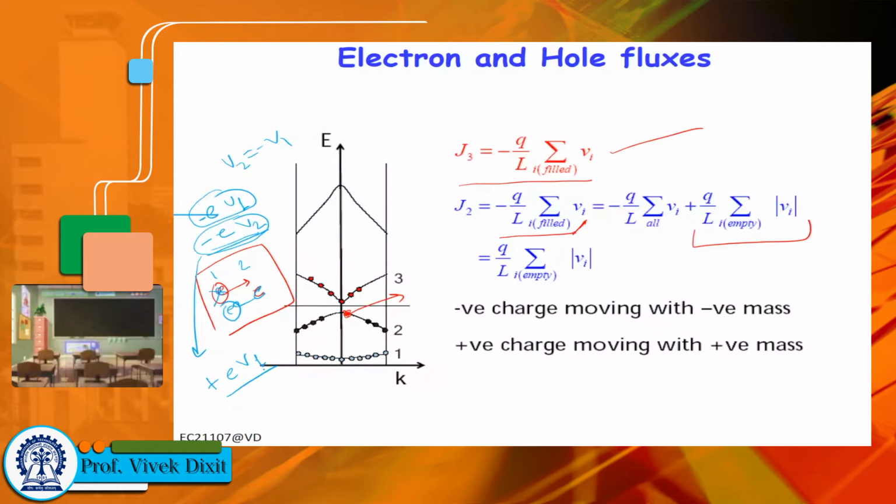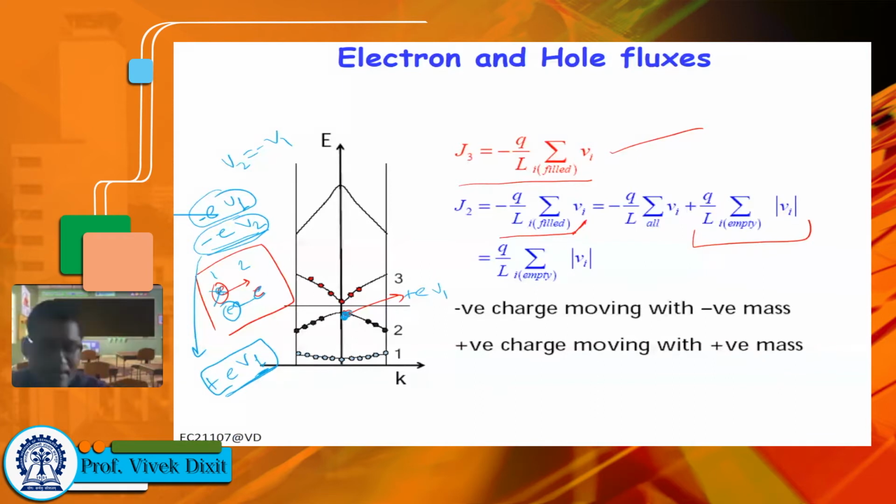This means that an empty charge moving with velocity v1 is carrying a current e v1. So for a partially empty band, it appears that the vacancy of electron is carrying the current. When the vacancy is moving with velocity v1, it is giving out a current of plus e times v1. So it is as if a positive charge is moving instead of a negative charge.